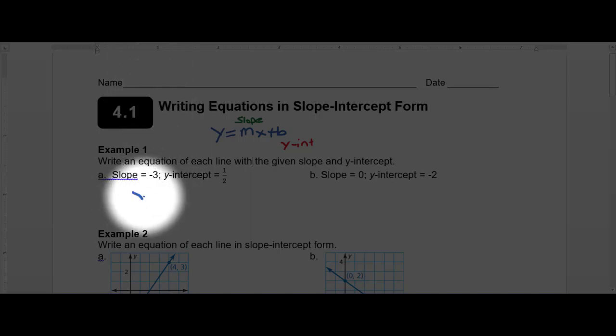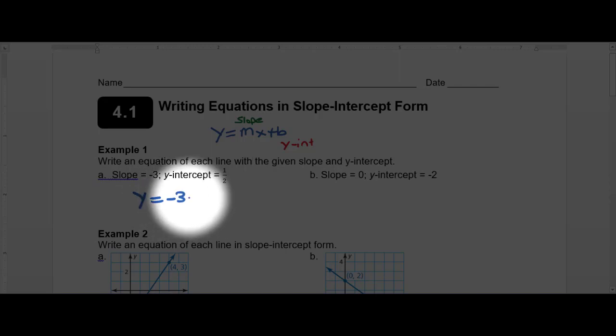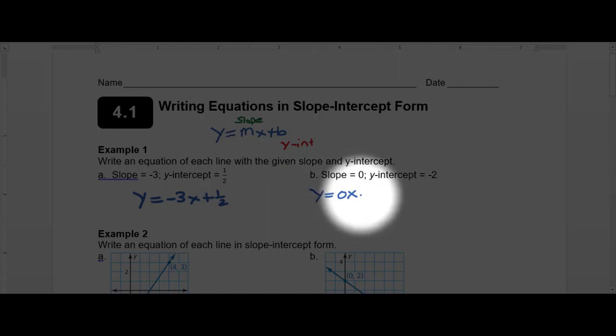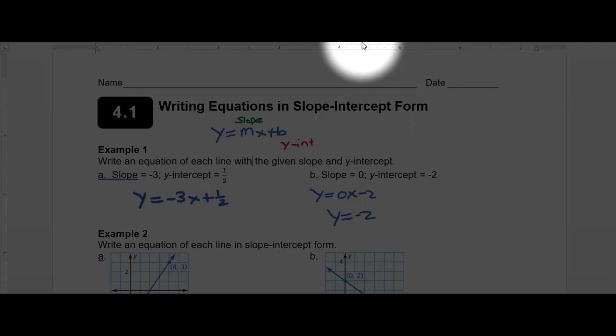So y equals, the slope here is -3, so I'm going to put -3, then x. The intercept is positive 1/2, so I put plus 1/2. Example 1b, slope is 0, so I can write y equals 0x. Intercept is -2, so I put -2, but I don't like this 0x here, so we're going to rewrite this as just y equals -2, because 0 times x is just 0. So we get y equals -2.